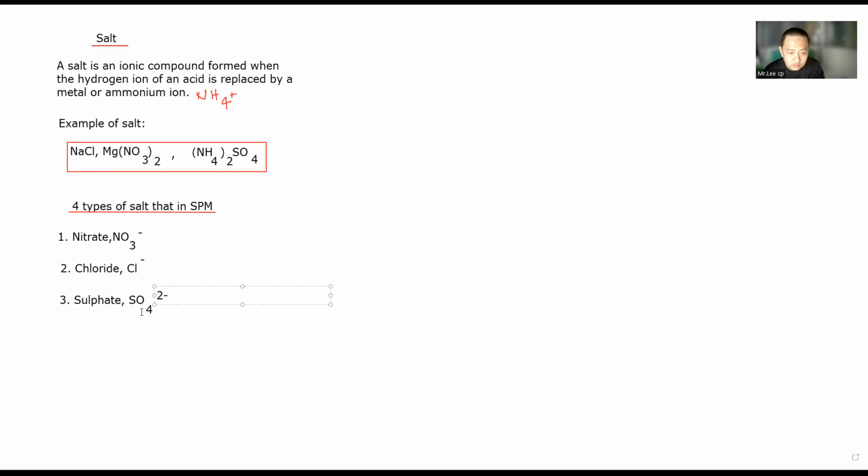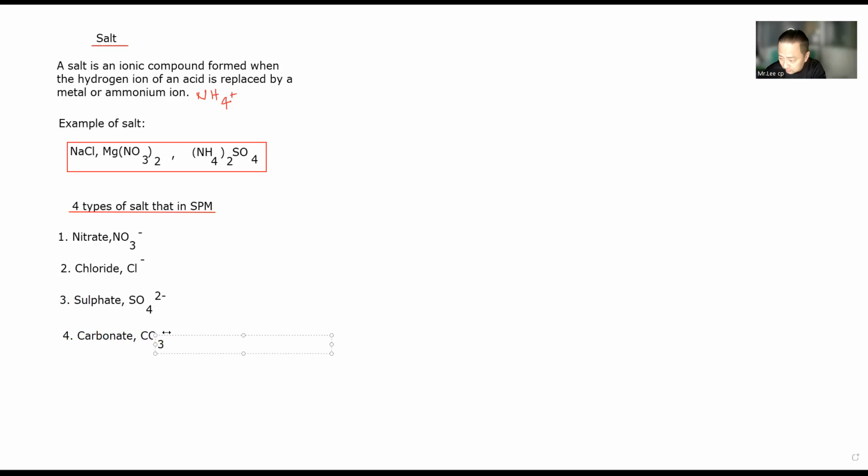Sulfate salt. Magnesium sulfate, aluminum sulfate, sodium sulfate, tin sulfate, all of these. It is a salt. And then the last one is carbonate salt. Carbonate salt, CO3 2 minus.